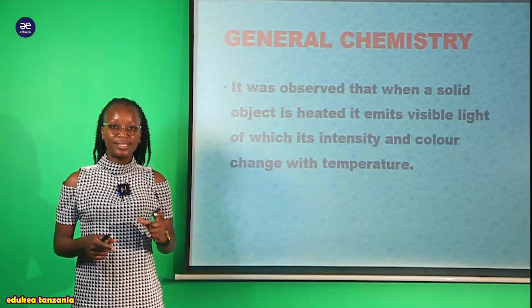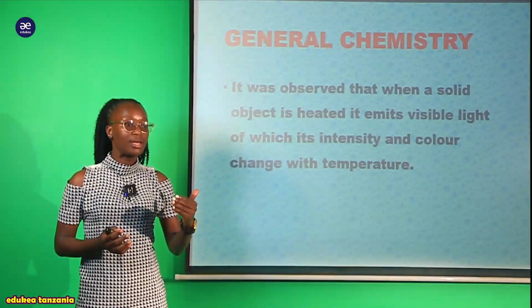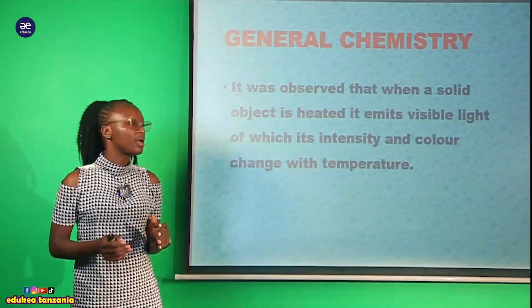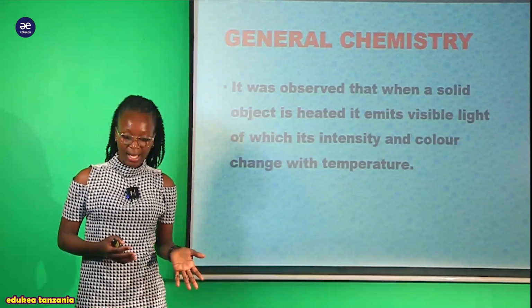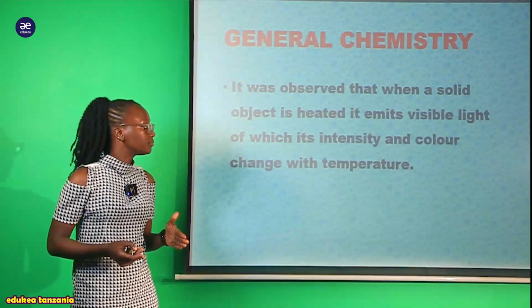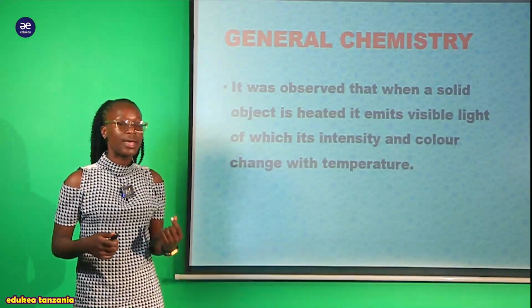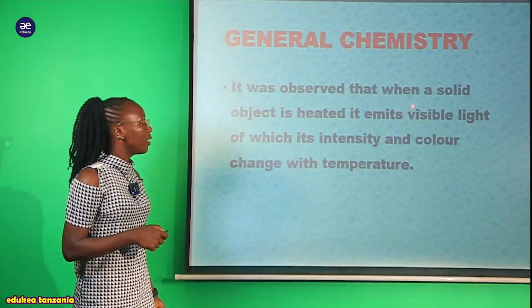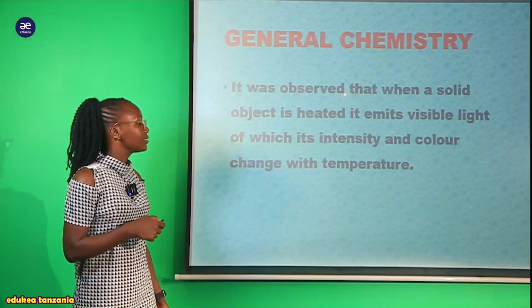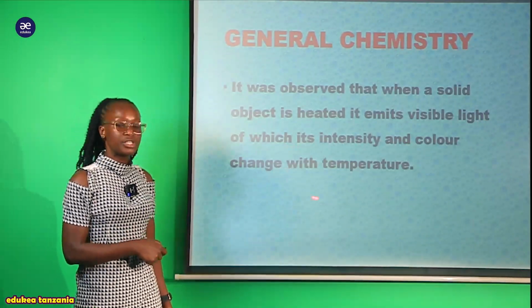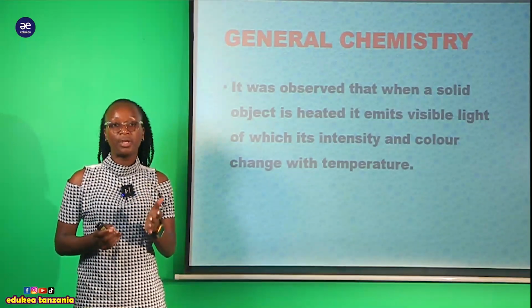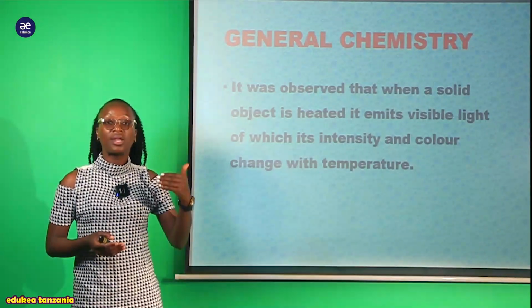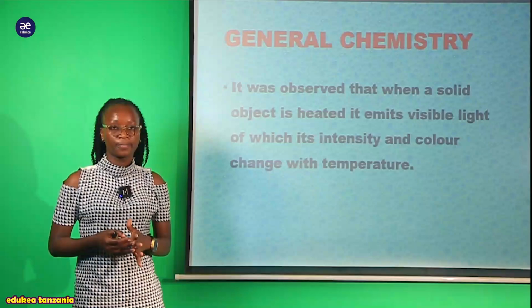And remember, visible light are kind of light which you can observe. That's why it's called visible. How can you observe it? You can observe the color, you can observe their features. That's why anasema kwamba it tends to emit the visible light, of which its intensity and the color change with the temperature. Mean that it tends to display some of the colors depending on the temperature ambayo itakuwa inafavor ile heating condition.